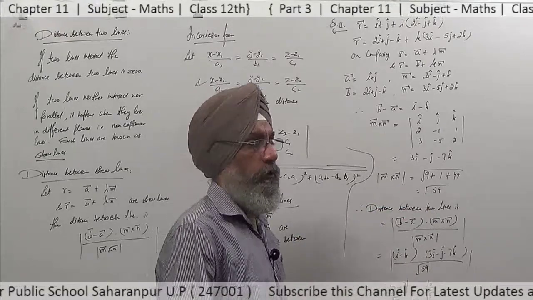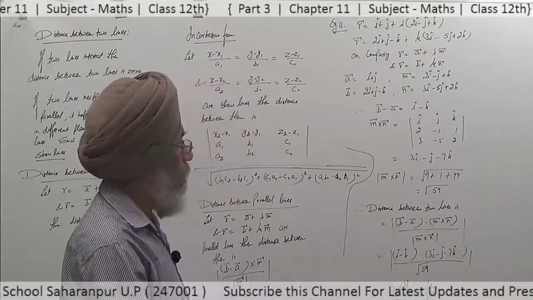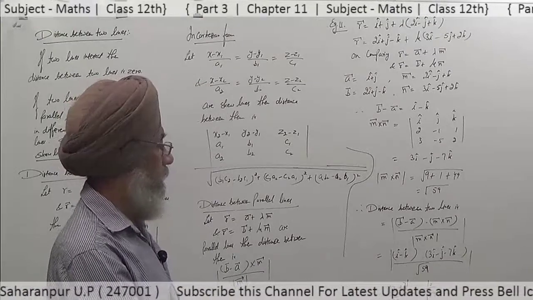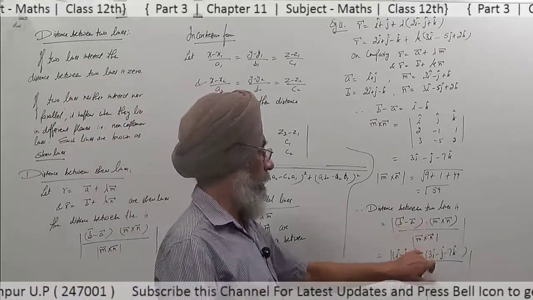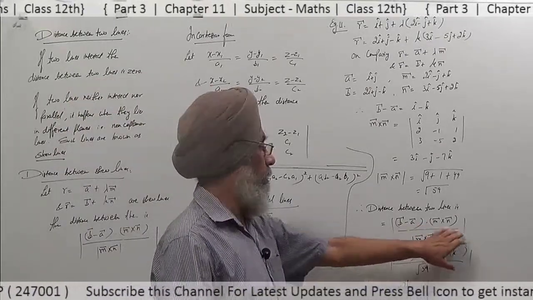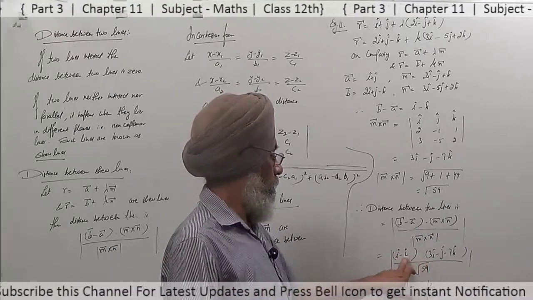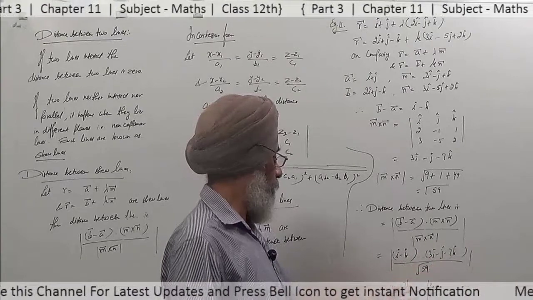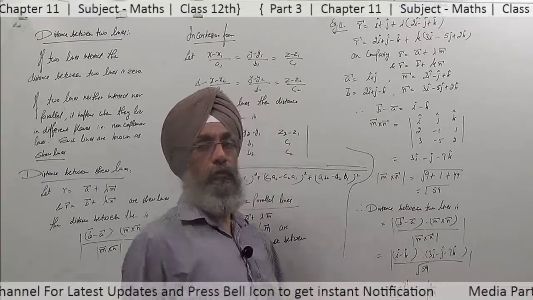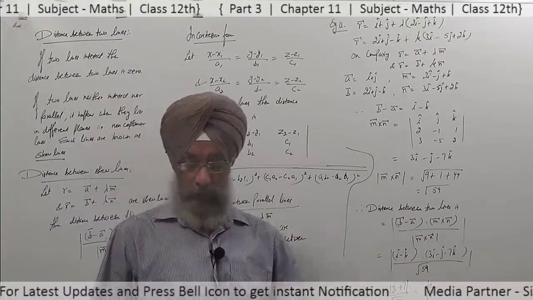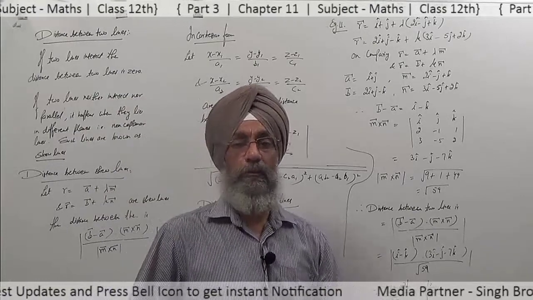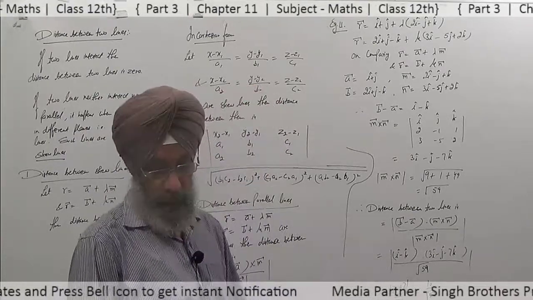Now, the distance between two lines, not parallel lines but skew lines, is given by (b minus a) dot (m cross n) upon the magnitude of m cross n. Placing the values here, on multiplying it becomes 3 minus 0 plus 7 upon root 59, that is 10 upon square root of 59, which is the distance between the two skew lines.